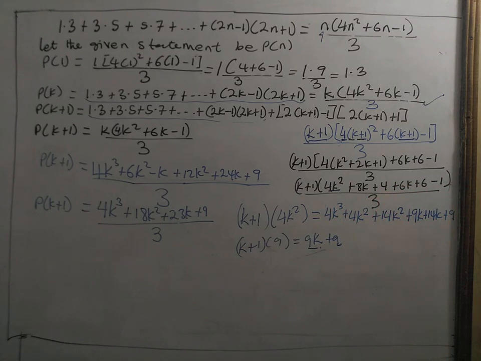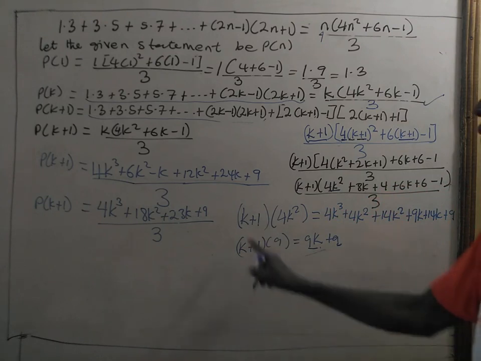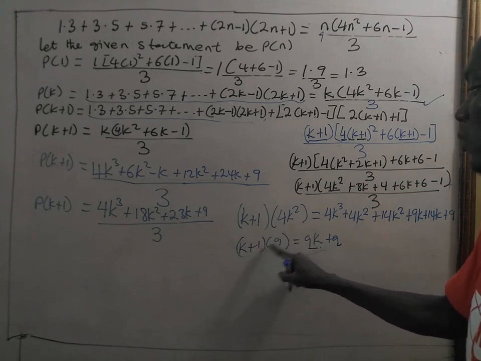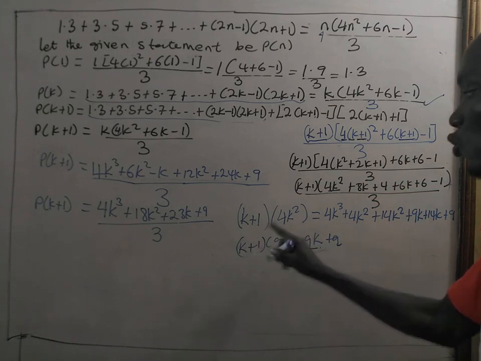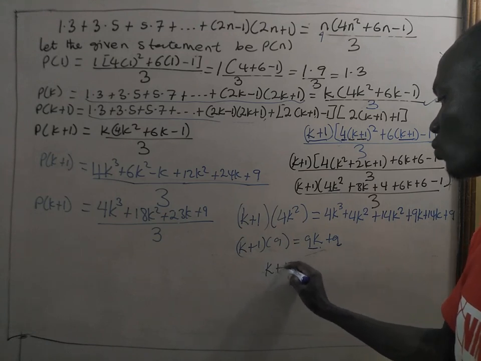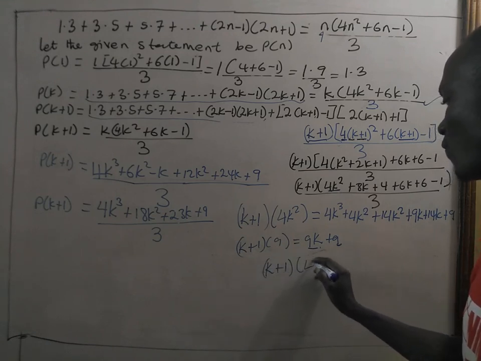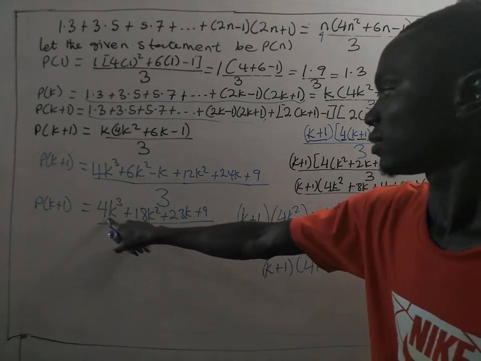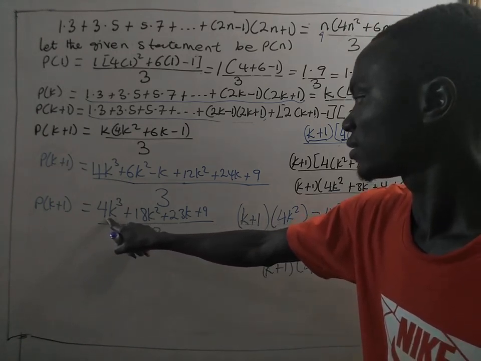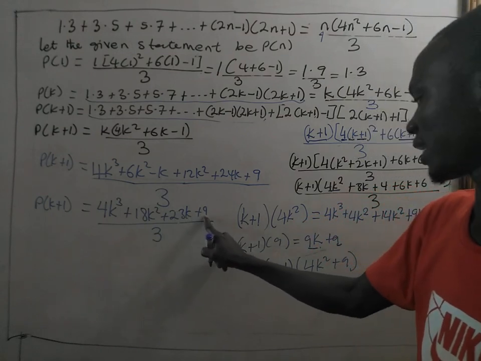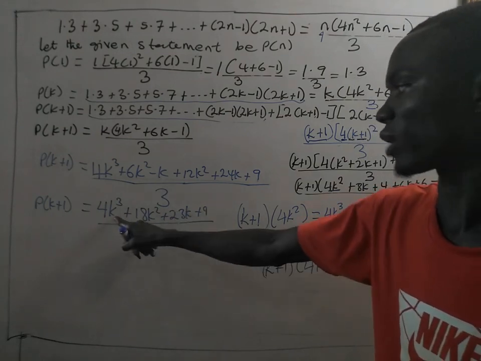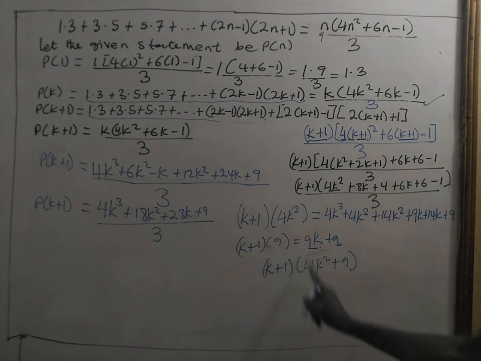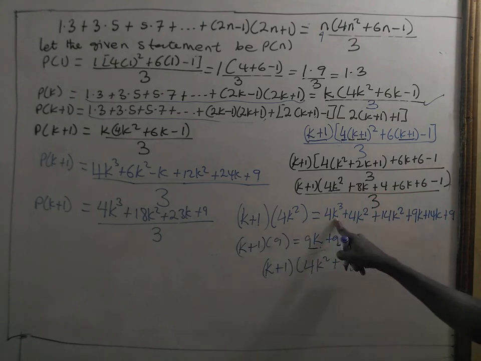in a very simple way. So I took k plus 1 times 4k squared. Then I took k plus 1 times 9. So you can write it as k plus 1 times 4k squared plus 9. This and that. But here I did not write k cube because k is here. If I multiply k by 4k squared, I'll get the k cube.